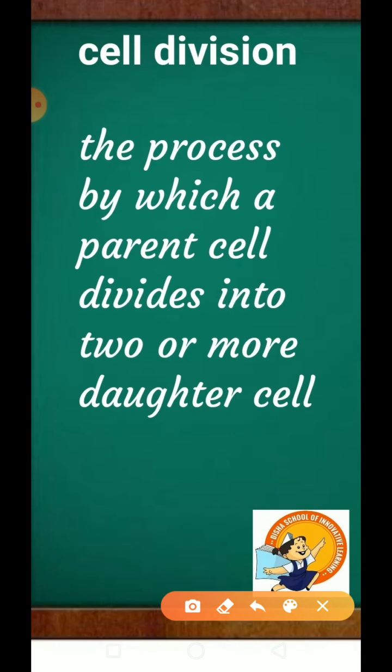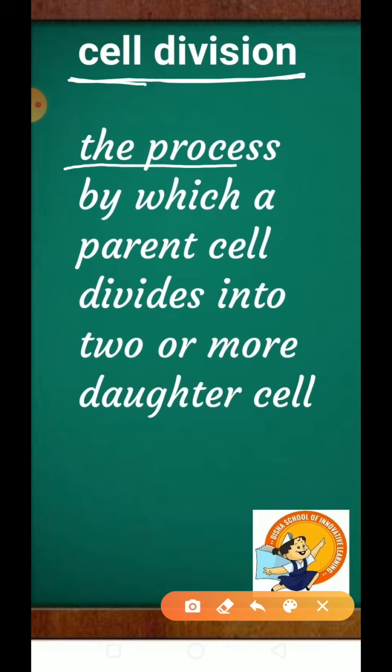Now, cell division. What is cell division? From this term you may have got an idea of what cell division is about. Now you know what a cell is: the functional and structural unit of an organism. And division means breaking into smaller parts or separating. So cell division is the division of the cell. Now we will see what it is exactly.